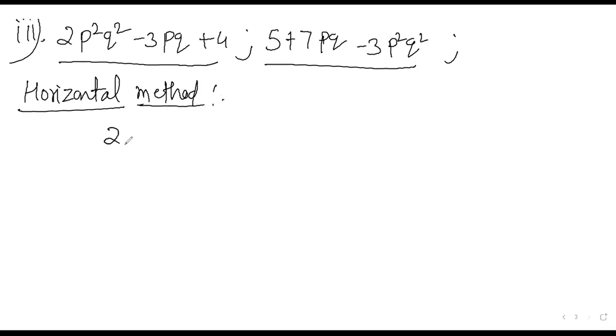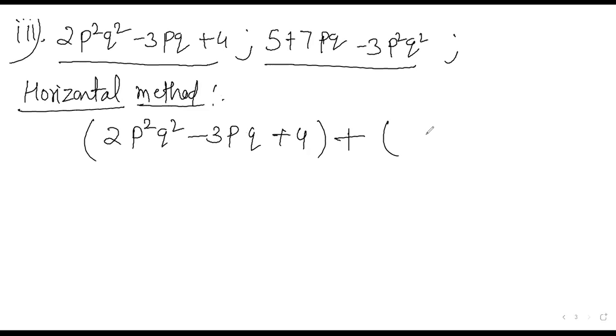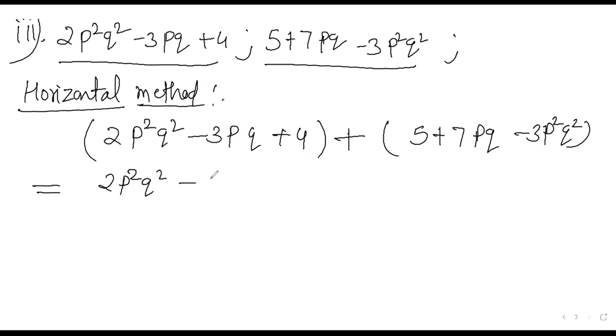So let us write the first expression, 2p square q square minus 3pq plus 4. Horizontal means you have to write in line, 5 plus 7pq minus 3p square q square. So now open this bracket, 2p square q square minus 3pq. Nothing will change because the sign outside the bracket is positive. So just copy the things which are written.